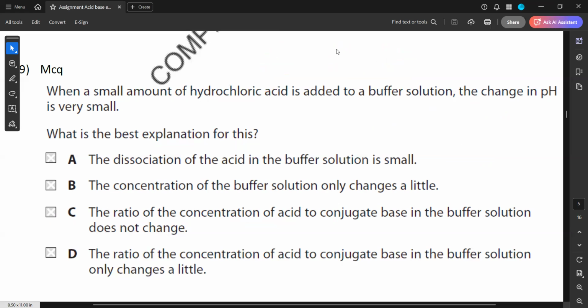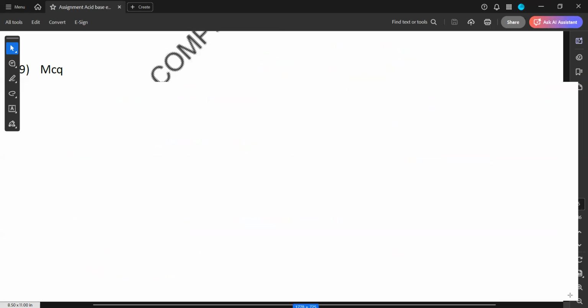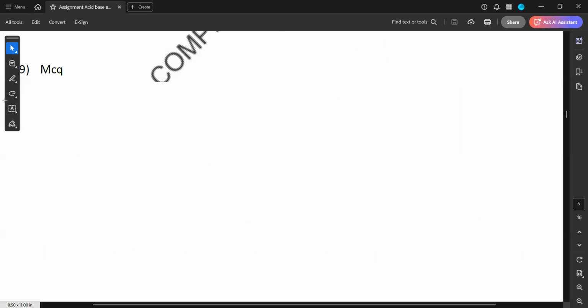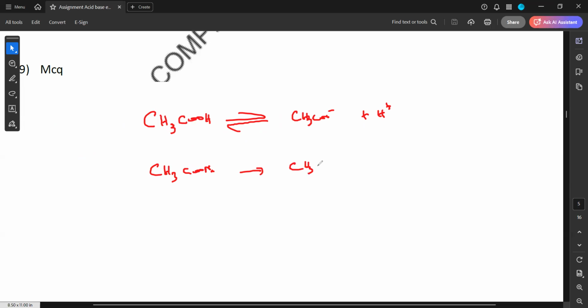Look, when we talk about the buffer solution, a buffer solution is formed by a mixture of a weak acid and its salt, or a weak alkali and its salt. Example, we have a weak acid which is CH3COOH. It will dissociate into what? It will dissociate into CH3COO negative and H positive. And a salt is there. So let's say CH3COONa. So this will produce CH3COO negative and Na positive.